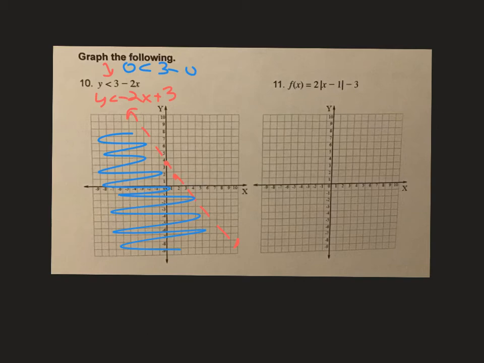11, do not shade. There's no greater than or less than. There's absolute value, which means you're just going to have a V shape here. Don't forget, you do the opposite of what's inside, exactly what's outside. So I'm going to go right 1, down 3. That's where my vertex is going to be, right 1, down 3. And because there's a 2 in the front, I'm going to go up 2 over 1, up 2 over 1, draw my V. And guys, that's all there is to that one. Okay, no shading because there's no greater than or less than. Just a normal graphing of your V like we did way back.